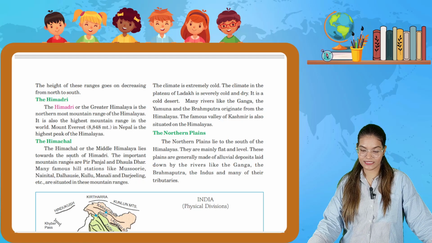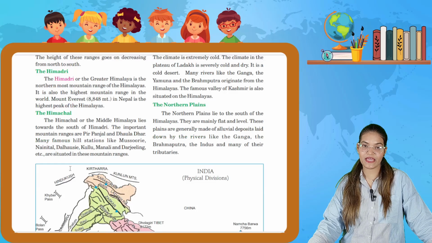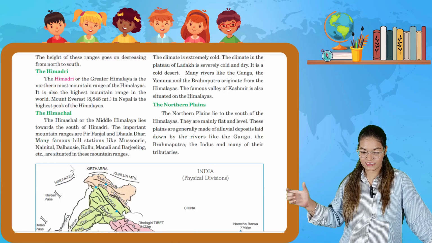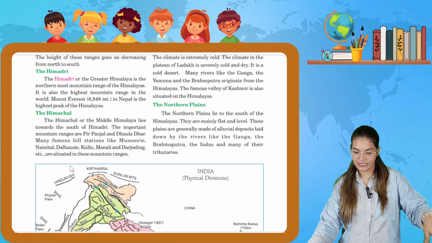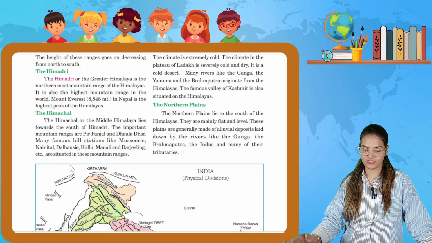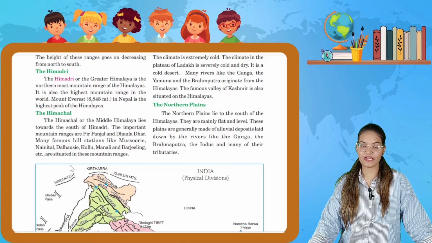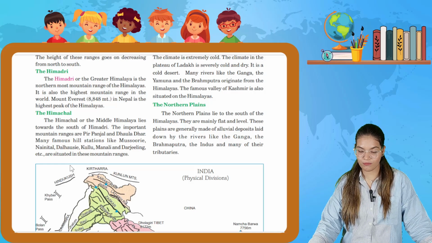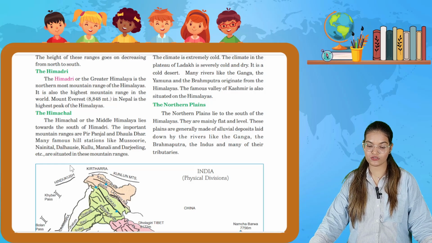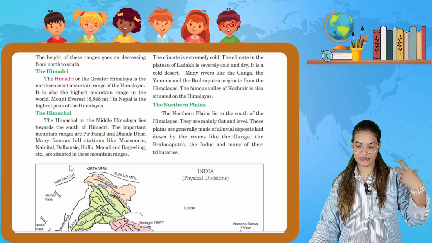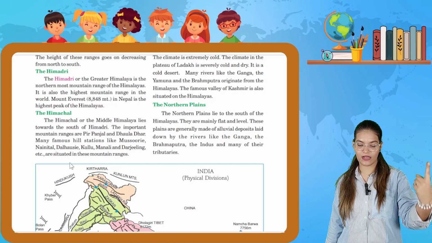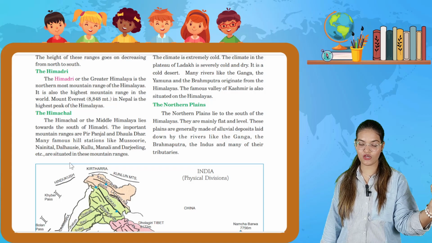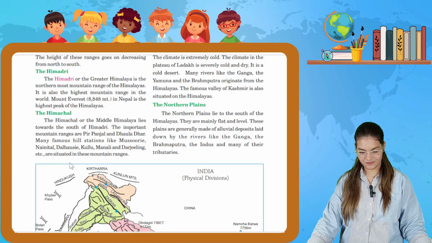The northern plains lie to the south of the Himalayas. They are mainly flat and level. These plains are generally made of alluvial deposits laid down by the rivers like the Ganga, the Brahmaputra, the Indus and many of their tributaries. We will repeat this point, right? The rivers are the Ganga, Brahmaputra, the Indus and many of their tributaries.